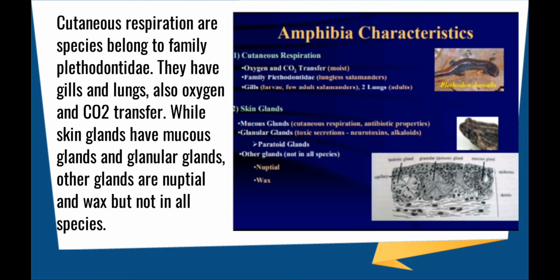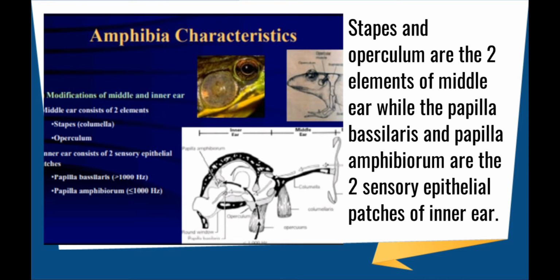Okay, so the characteristics of Amphibia. Cutaneous respiration involves oxygen and carbon dioxide transfer through moist skin. Family Plethodontidae are the lungless salamanders. They have gills and lungs, while the skin glands include mucus glands, granular glands, and other glands such as nuptial and wax glands, but not in all species. Stapes and operculum are the two elements of the middle ear, while the papilla basilaris and papilla amphibiorum are the two sensory epithelial patches of the inner ear.